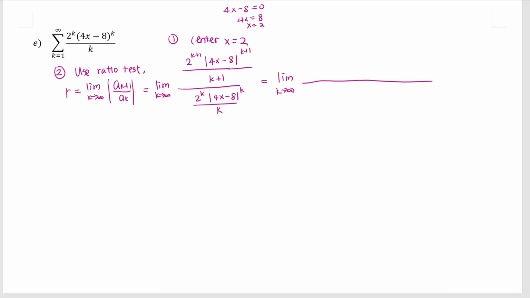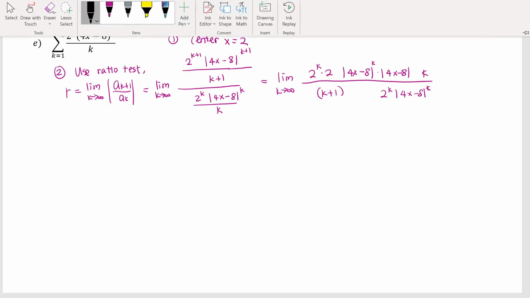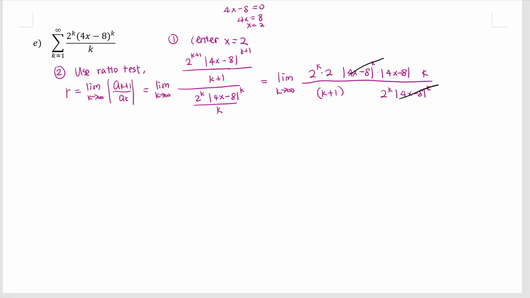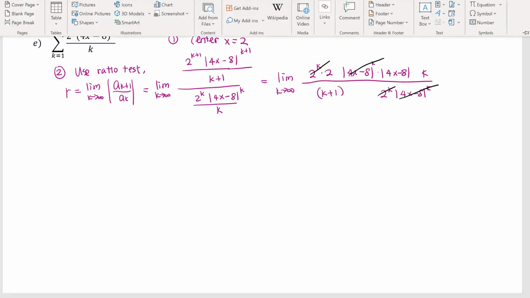2 to the k plus 1, let's split as 2 to the k and 2. 4x minus 8, let's split as the k-th power and a single term. k plus 1 cannot split, just leave it like that. 2 to the k is downstairs. 4x minus 8 to the k downstairs. And k upstairs. Okay? So now let's cancel. So we can cancel this guy and we can cancel that guy. Okay. What do we get?